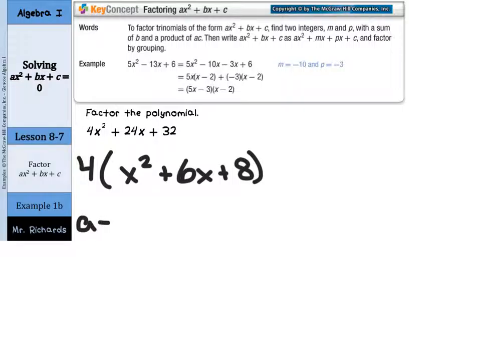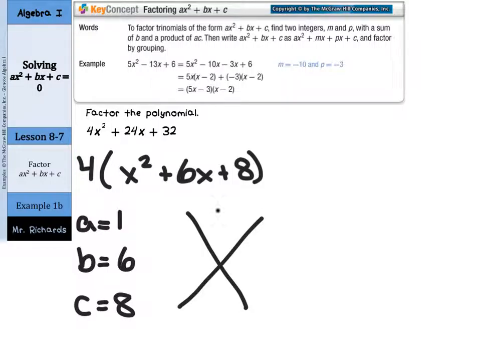So my a in this question is now 1, my b is 6, and my c is 8. So I set up my box with my a times c and my b. My ac is 8, and my b is 6. So I'm looking for numbers that multiply to be 8, that add up to be 6. Well, 2 times 4 is 8, and 2 plus 4 is 6, so those are going to be my factors.